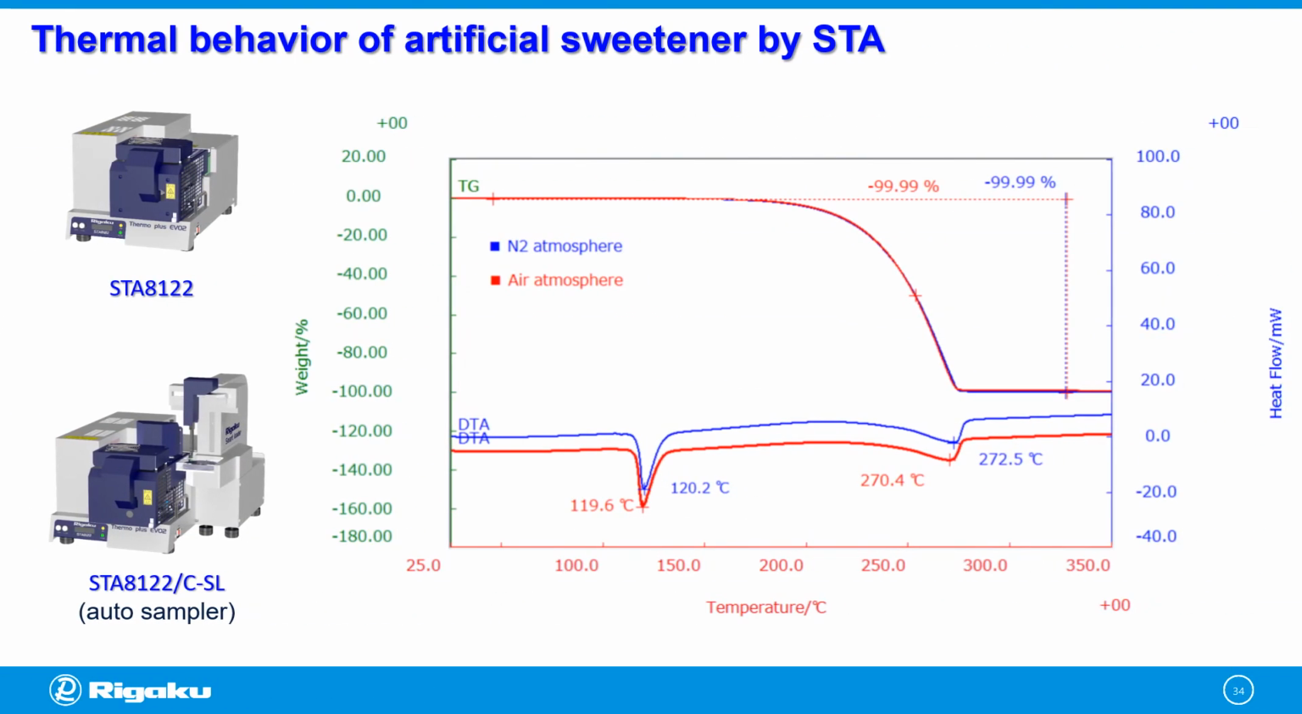This is an STA result of artificial sweetener measured in both inert atmosphere and air atmosphere. Both conditions revealed an endothermic peak near 120 degrees centigrade due to melting, followed by a single mass loss with an endothermic peak at 270 degrees centigrade due to evaporation, and a 100% mass loss can be observed at 300 degrees centigrade.